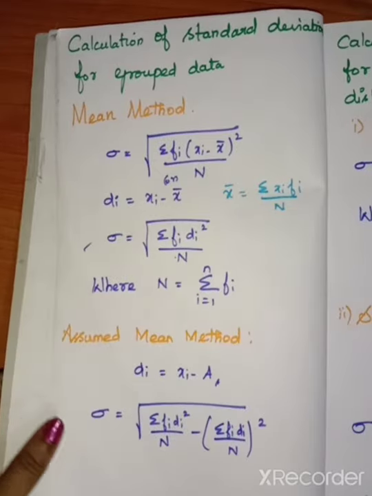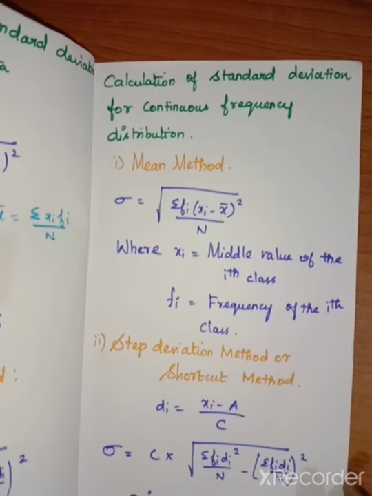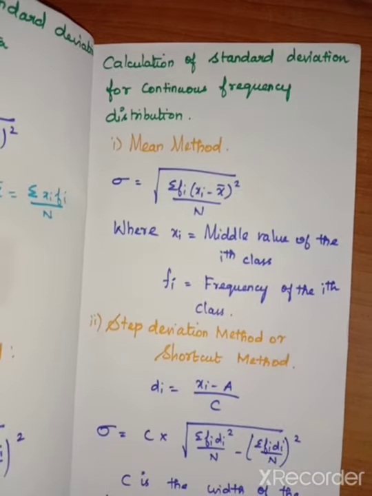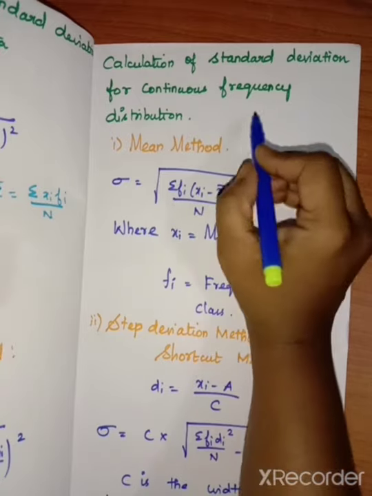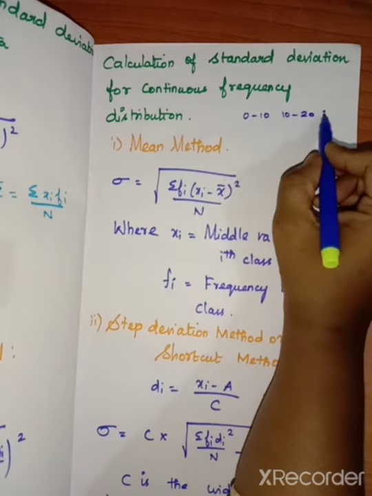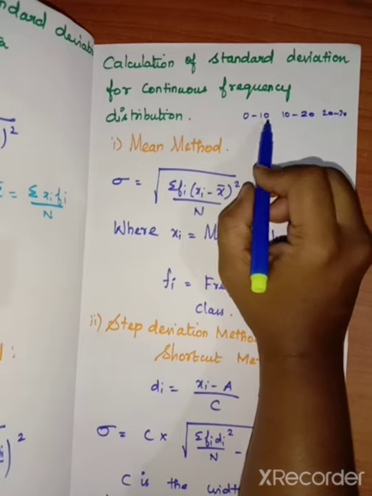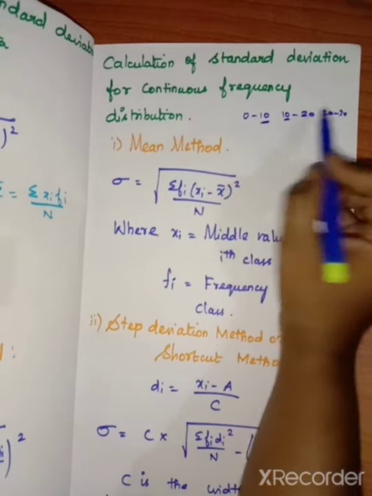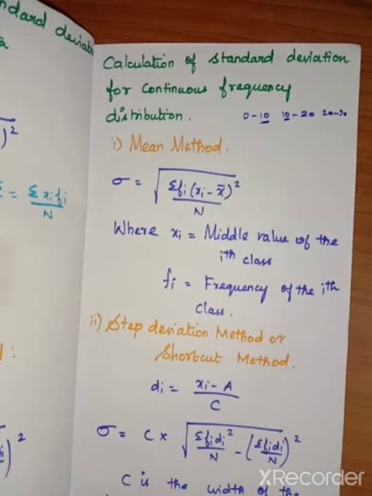Then we move on to the next one, calculation of standard deviation for continuous frequency distribution. That means here the class interval is given: 0 to 10, 10 to 20, 20 to 30. That means here we have 10 as the end, and the starting number is also 10. If it is discontinuous, we have to use some step. We have seen that in the sums.